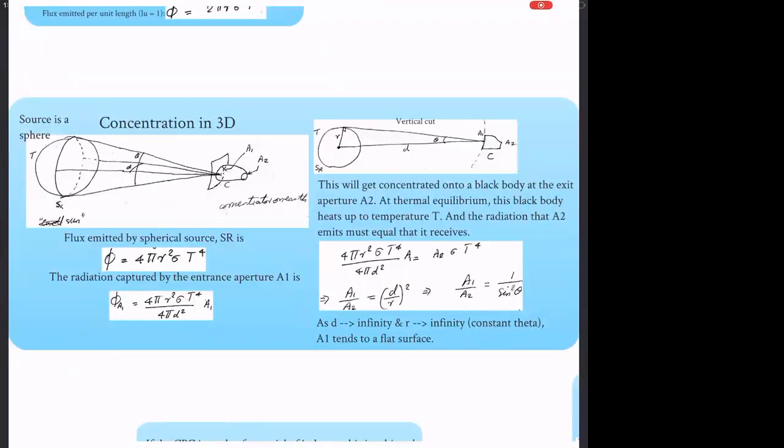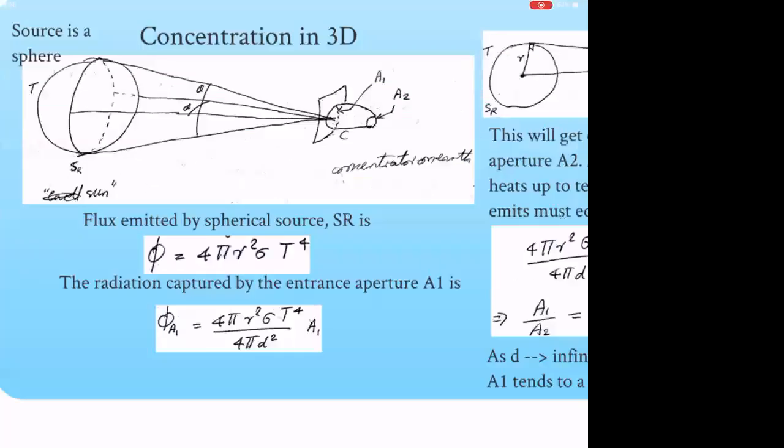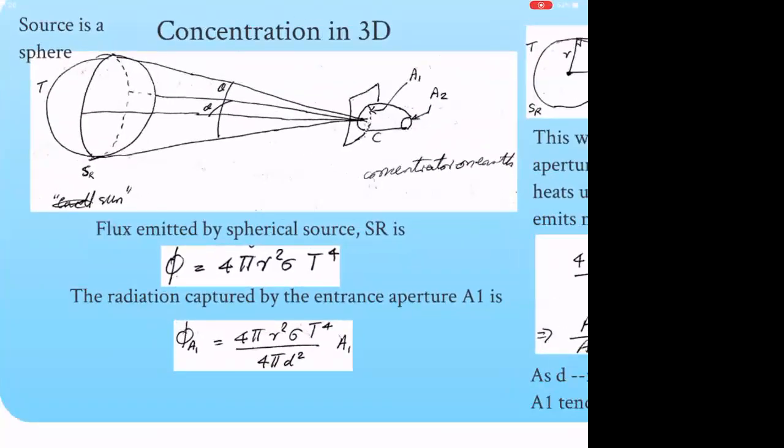Okay, so we can do the same argument in 3 dimensions, since in real life everything is 3D. Again, the arguments are very similar. The source is now a sphere like the sun, and it's emitting in the entire spherical domain. And the CPC is a three-dimensional CPC, and then there's a receiver at the bottom. Now we talk about A1 as the entrance aperture area and A2 as the exit aperture area.